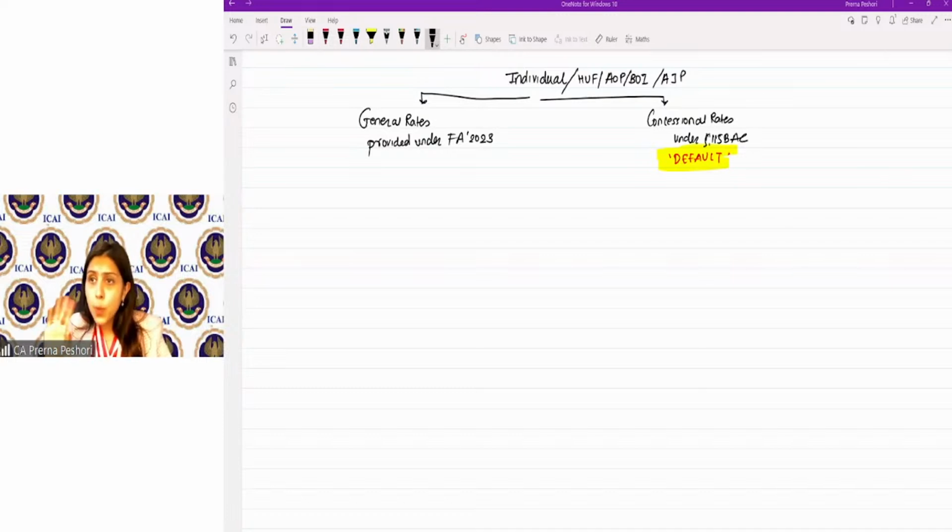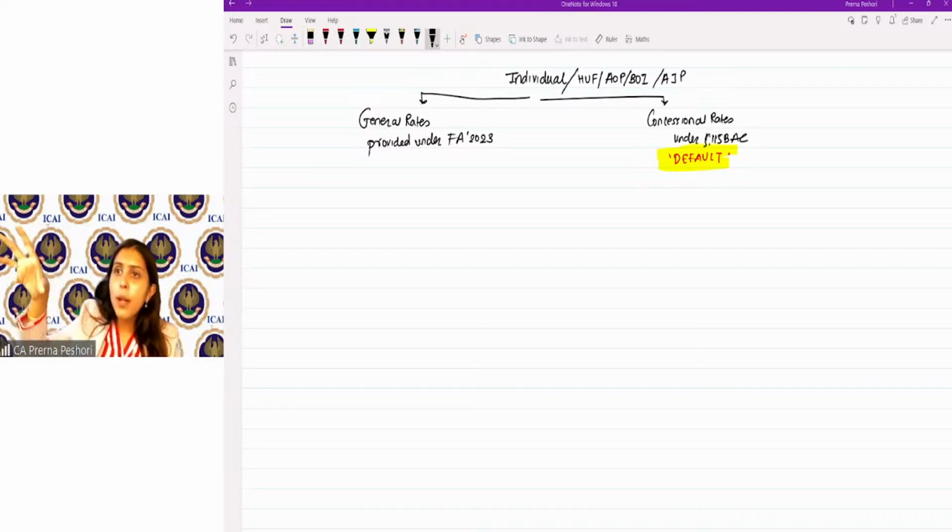But 115 BAC says, wait. I cannot allow that. I'm already giving you the concessional rates of tax. After getting the concessional rate of tax, you also want the allowances, exemptions, deductions? No, I cannot do that. So that is why it is saying I will override all the provisions of the Act. So it says notwithstanding anything contained in this Act, meaning this provision, whatever I will prescribe over here, will prevail over any other provision in the Act. So the normal provisions will not prevail over here unless specifically given over here.